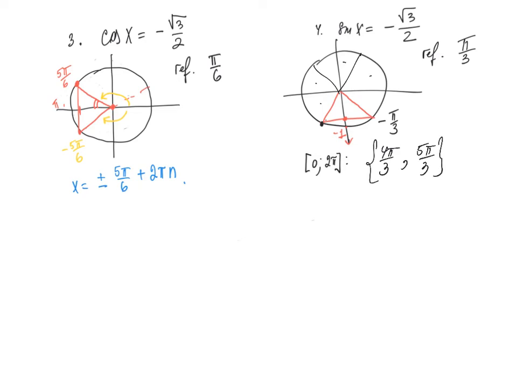Maybe I should do it in degrees to show it's a little bit easier. In degrees, this is 180. This is 180 plus 60, which is the reference angle again. So this will be 240, plus another 60, that will be 300 degrees. Okay, so the answer will be 240 degrees or 300 degrees.